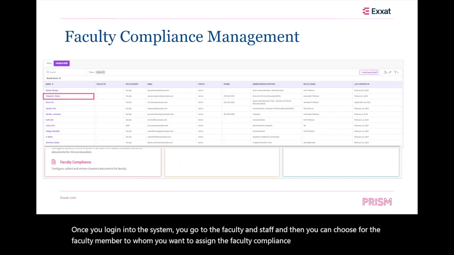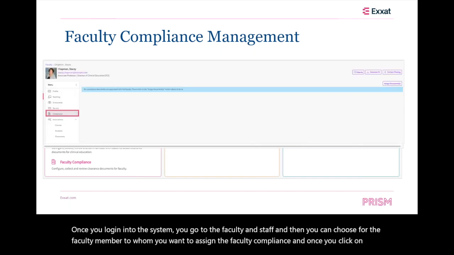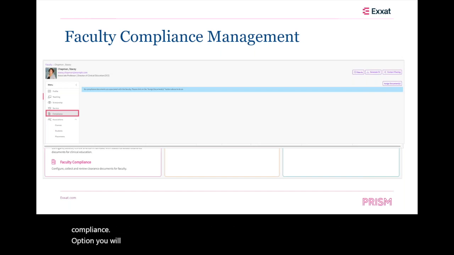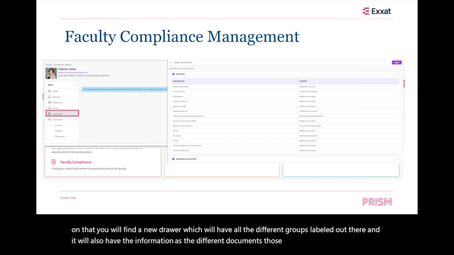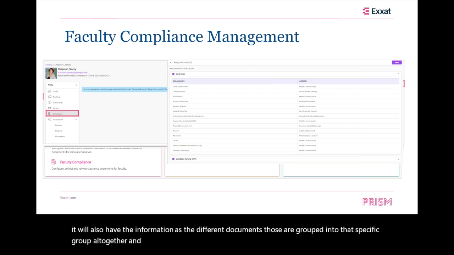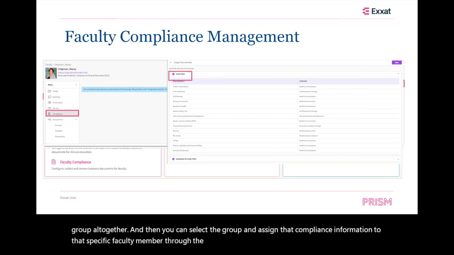And once you click on the compliance option, you will see the option toward the right hand side as add compliance. And once you click on that, you will find a new drawer which will have all the different groups labeled out there. And it will also have the information on the different documents that are grouped into that specific group altogether. And then you can select the group and assign that compliance information to that specific faculty member through the system.